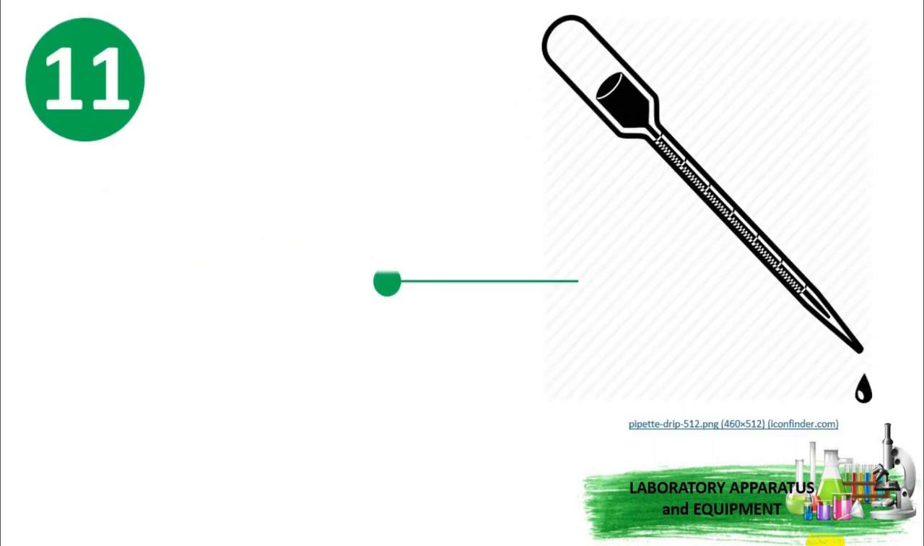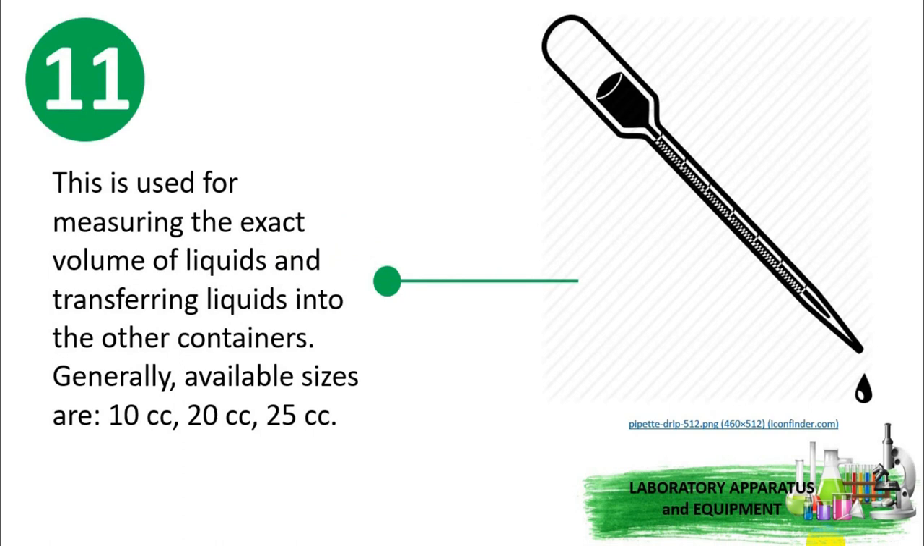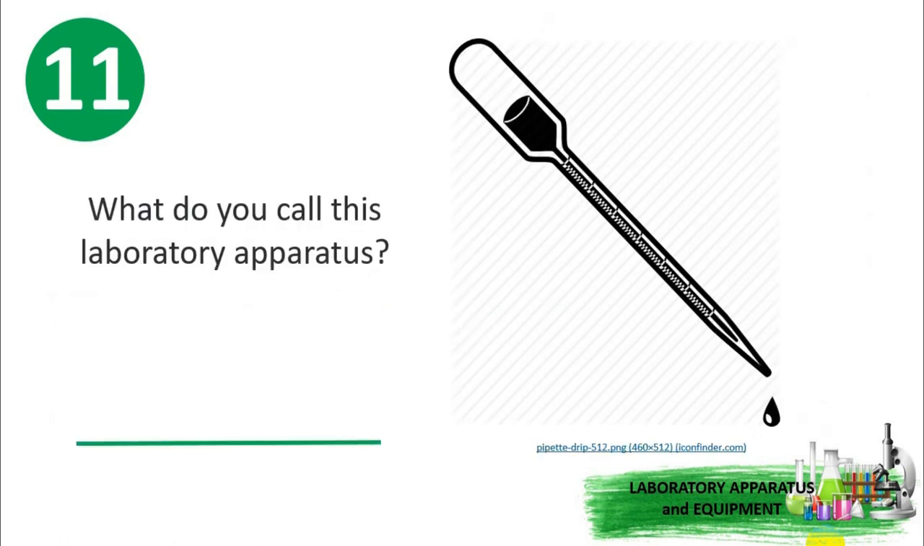Number 11. This apparatus is used for measuring the exact volume of liquids and transferring liquids into other containers. Generally, available sizes are 10 cubic centimeter, 20 cubic centimeter, 25 cubic centimeter. What piece of laboratory apparatus is this?